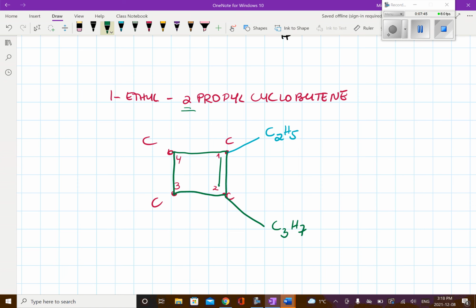Okay, this is in terms of the cyclic aliphatics, and then the next lessons will be the aromatics and derivatives of hydrocarbon.